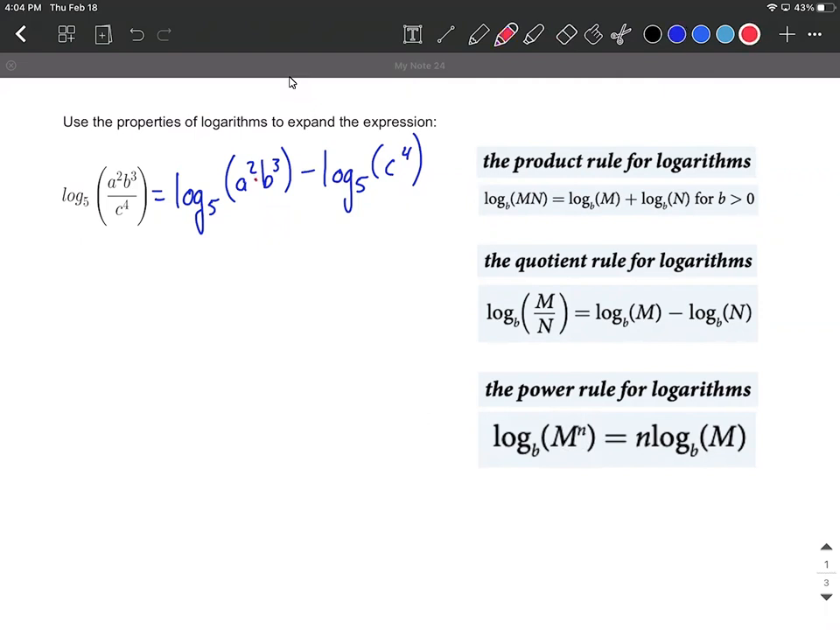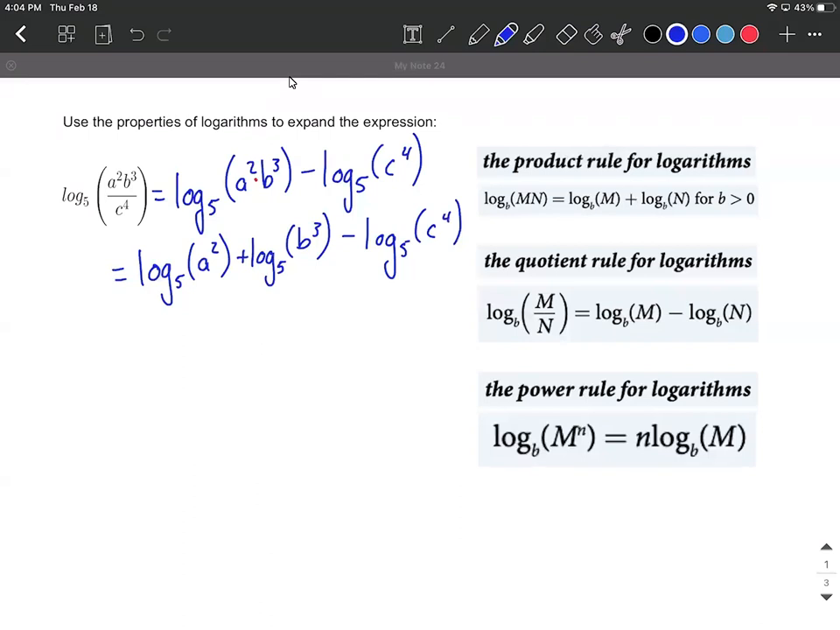So I notice that we have a squared multiplied by b cubed. That works as the product rule, that those are being multiplied together. So we're allowed to split those apart and make them two separate logarithms with addition in between the two. So let's do that next. So this is now going to be log base 5 of a to the second power, plus log base 5 of b to the third power, and I'm just going to bring along the log base 5 of c to the fourth power.